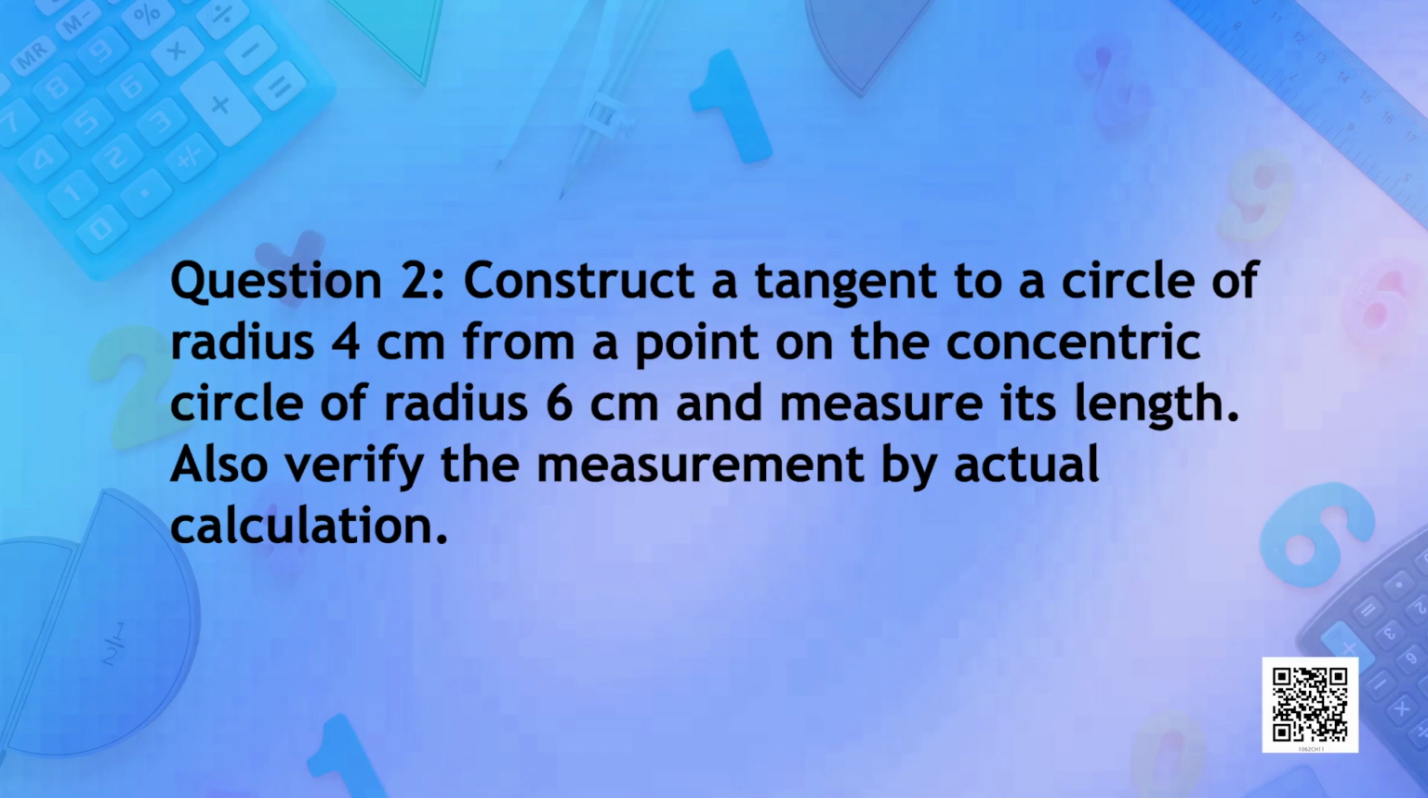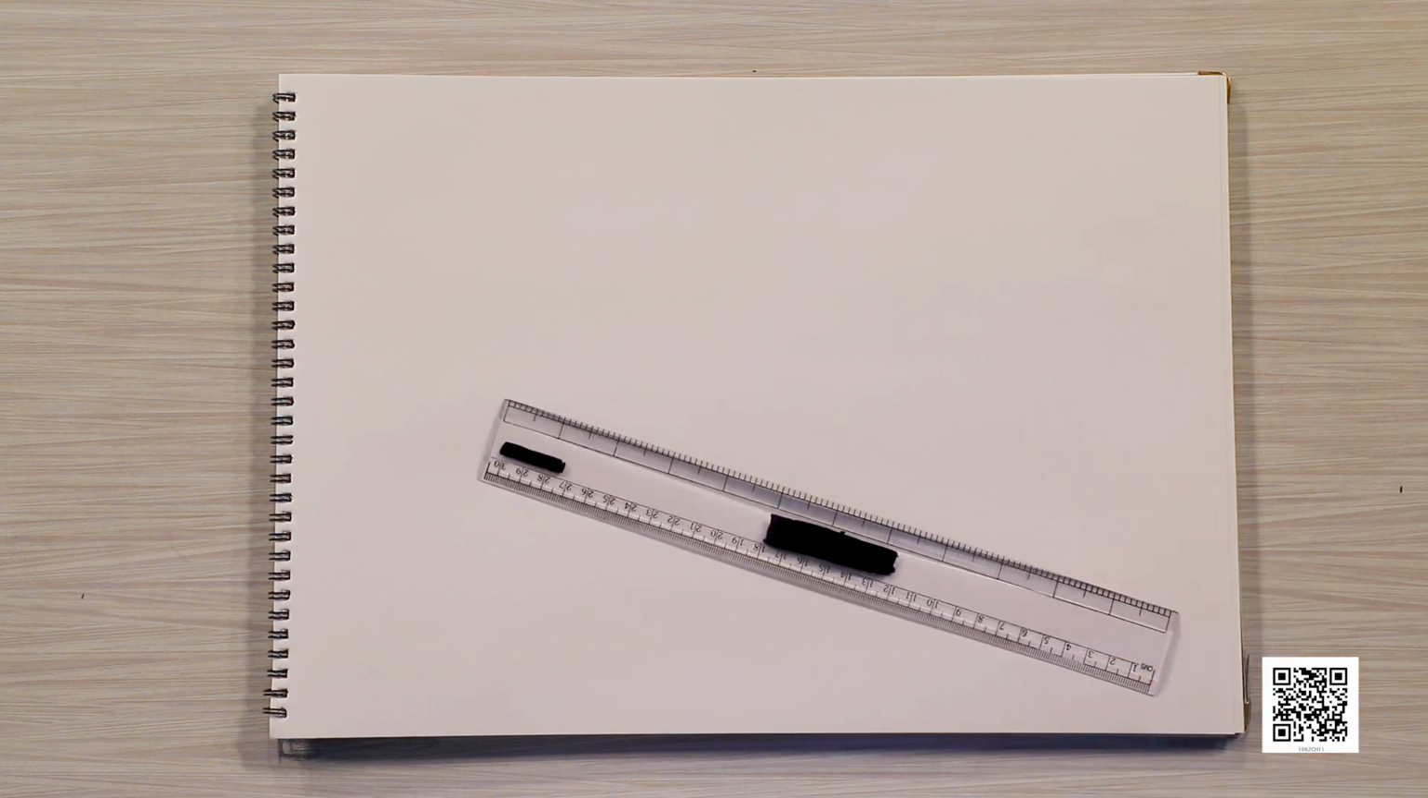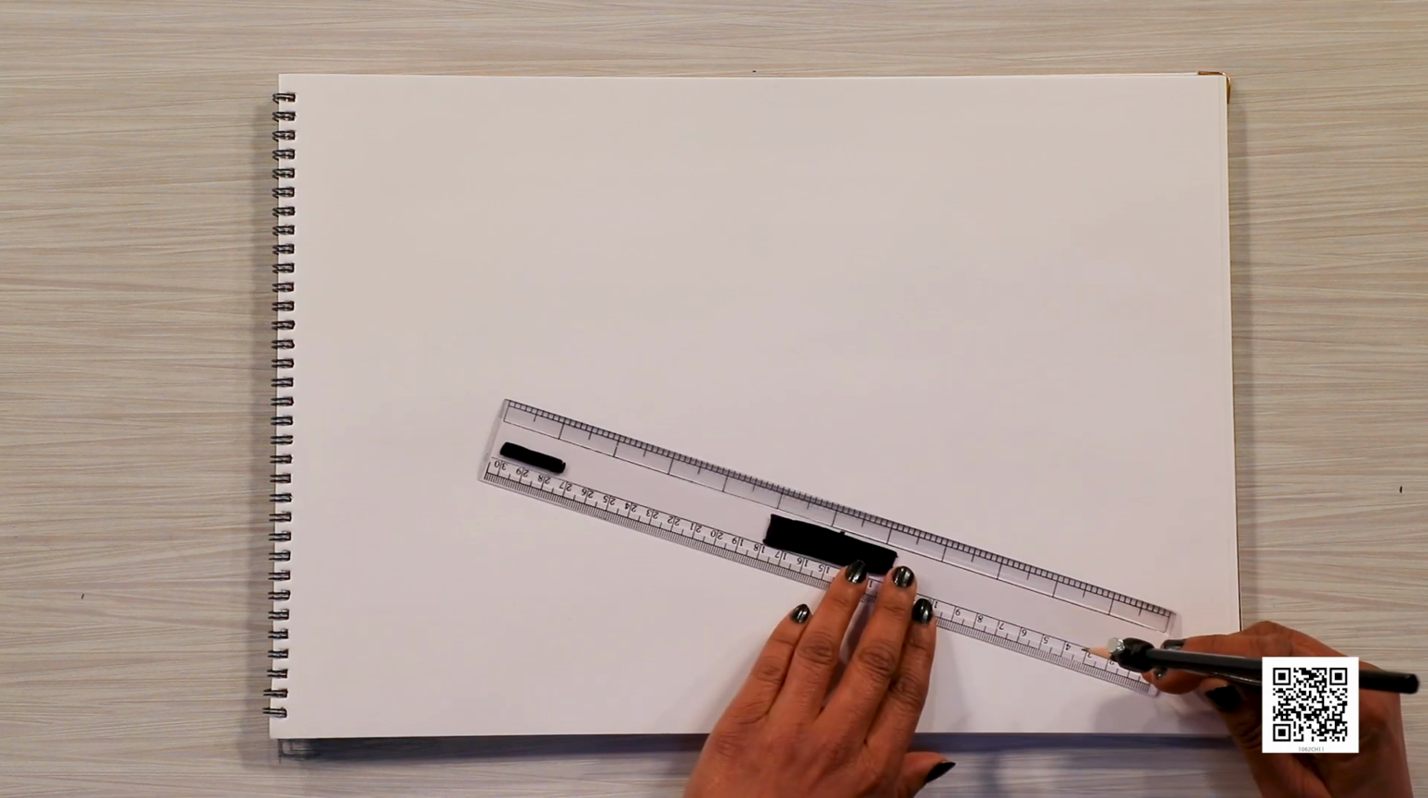The question is, construct a tangent to a circle of radius 4 centimeter from a point on the concentric circle of radius 6 centimeter and measure its length. Also verify the measurement by actual calculation. So let us start this construction. For this, we first draw a circle of radius 4 centimeter.